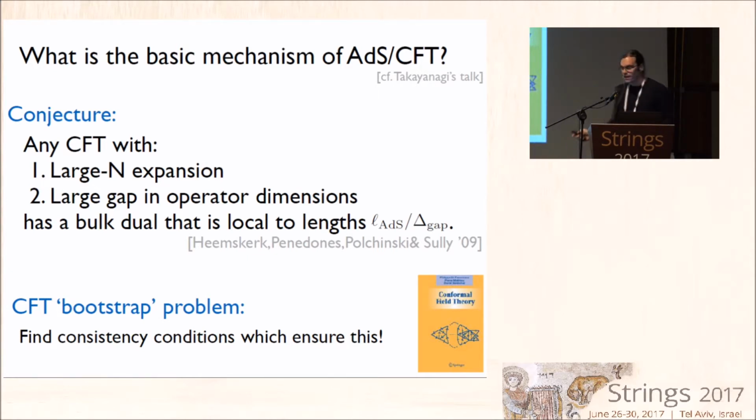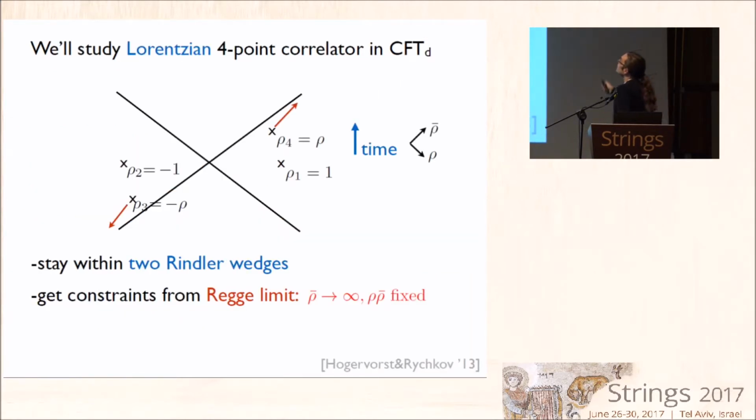So we'll try something else, and what we'll study today is something which is very Lorentzian. We'll be looking at 4-point correlation functions, as is typical in bootstrap. So this is two Rindler wedges, and we're going to use this very convenient parameterization of the points to be in a reflection symmetric configuration, so ρ, -1, -ρ. So we'll always stay inside these Rindler wedges.